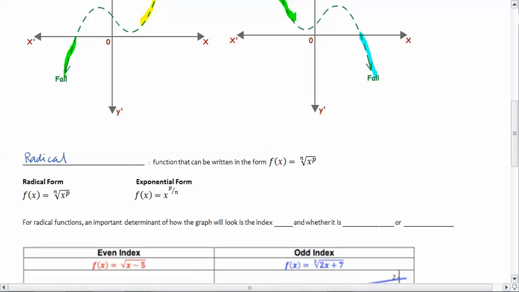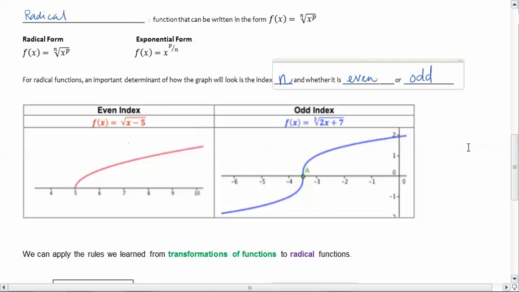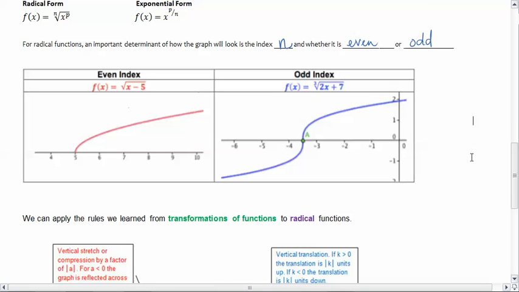So for radical functions, it's important to determine how the graph will look based on the index n, and whether this index is even or odd. So square roots versus cube roots, that's what we're talking about here. If we have a square root, for example, and this also would work if we had a 4th root or a 5th root, comparing our even and an odd, but you'll notice the difference between the graphs of even and odd indexes. For an even, we sort of just have the one side. We have the positive range of this. For an odd index, we have a reflection around the origin, and we have both sides.